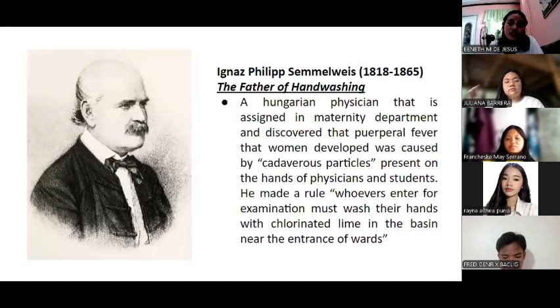Yan. Si Ignaz Philipp Semmelweis, 1818 to 1865, the father of hand washing, a Hungarian physician that is assigned in maternity department and discovered that puerperal fever that women develop was caused by cadaverous particles present on the hands of physicians and students. He made a rule whoever's entered for examination must wash their hands with chlorinated lime in the basin near the entrance of wards.